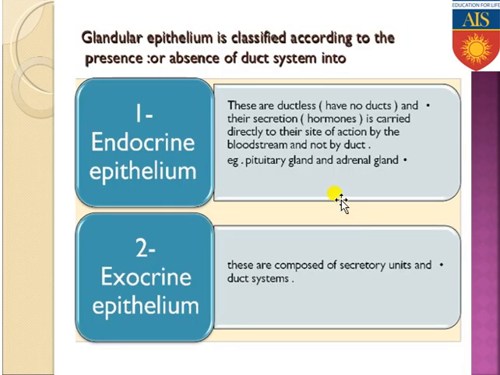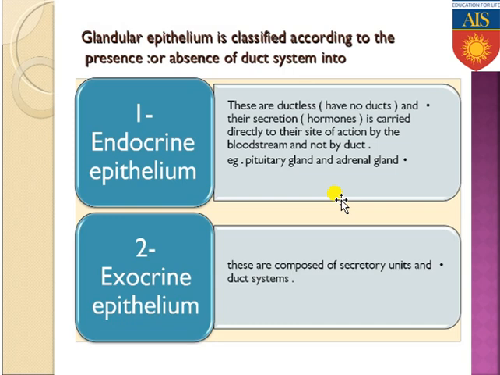So endocrine epithelium and exocrine epithelium, I have already told you this epithelial tissue is present in endocrine as well as exocrine tissue. The endocrine epithelium is in the ductless glands, which have no ducts, and their secretion, that means hormones, is carried directly to their site of action by the bloodstream, not by a duct. Keep it in mind, the epithelial tissue present within the endocrine glands commonly releases hormones, and those hormones are carried by the blood vessels. They are not carried by any duct, because a duct is not produced by any endocrine gland.